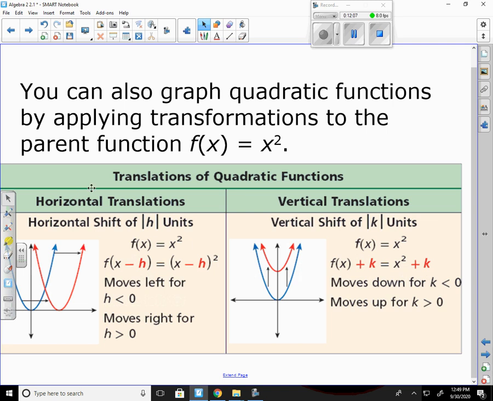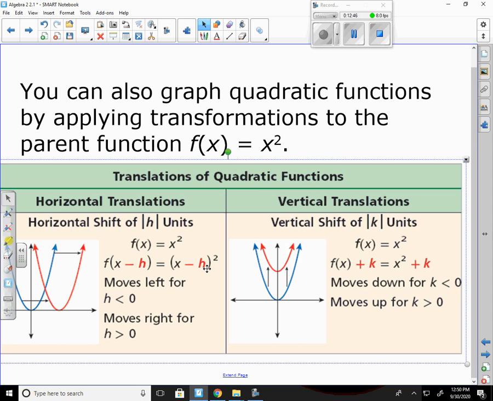As far as horizontal translations, we have a horizontal shift of h units if the x minus h, or the number, is inside the parentheses. So if it's inside the square, everywhere I see an x, I would now put x minus h, or whatever number that ends up being for h. So that's how we do a horizontal shift. If h is less than 0, or if the number we're subtracting is less than 0, then that makes it move to the left.